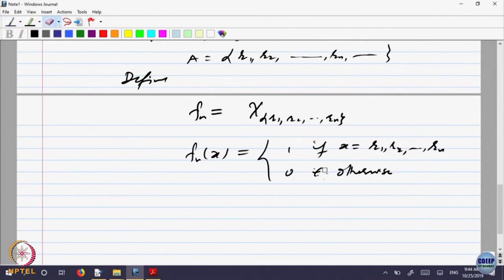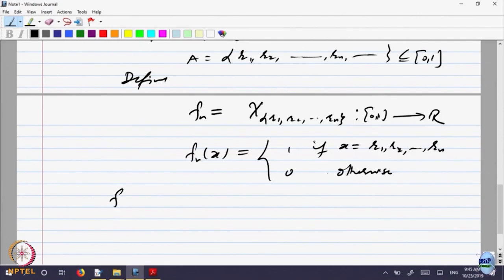Of course, x is between 0 and 1. So, we are looking at this in the interval, as a function from [0, 1] to R. Look at this as a subset of [0, 1]. Given a subset A, which is a countable set of rationals in [0, 1], define f_n to be the indicator function of the rationals r_1 up to r_n in that enumeration.